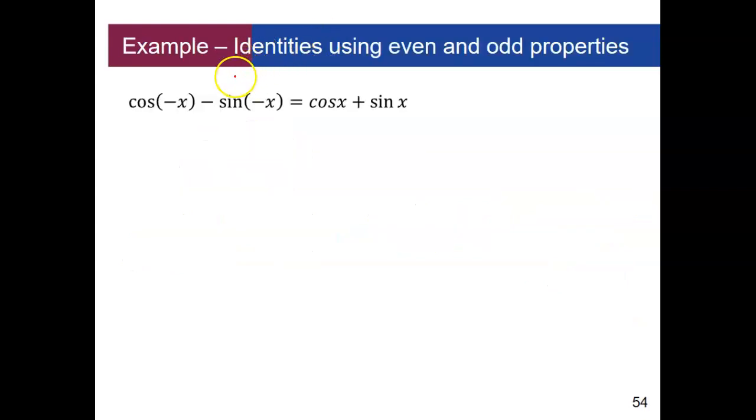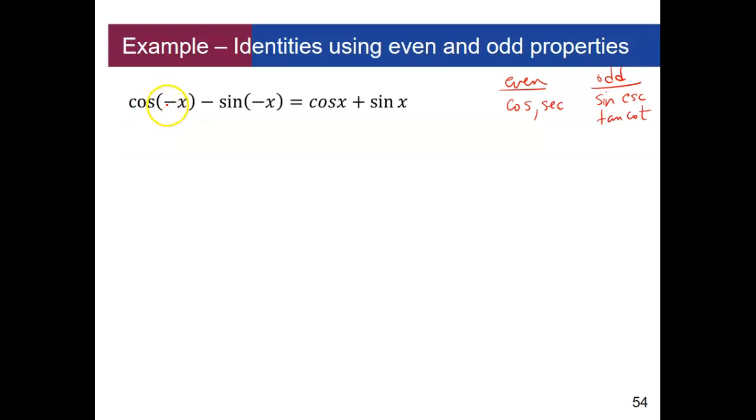Okay, the last type here that we want to look at is using identities using even and odd properties. So with these, we've talked in the past about cosine and secant being the even functions, and the odd functions are going to be everything else, which would be sine and cosecant, tangent and cotangent. So those are the odd functions. The even functions, the negative basically disappears. The odd function, it comes out in front of the expression.